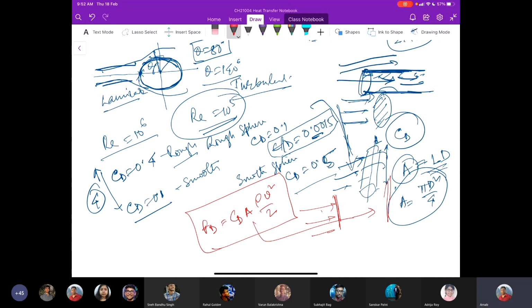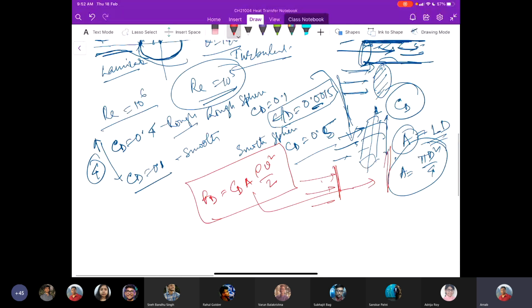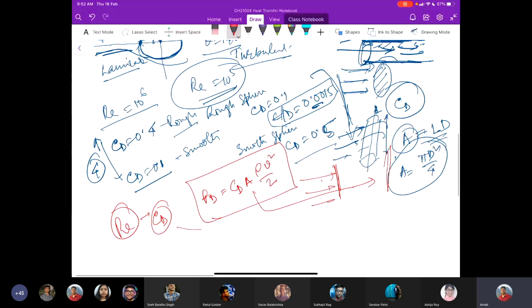So for that, similar to our previous calculation, we first calculate the Reynolds number. Depending on the Reynolds number, we find out the value of CD, and then we apply it in this relation to find out the total drag force.